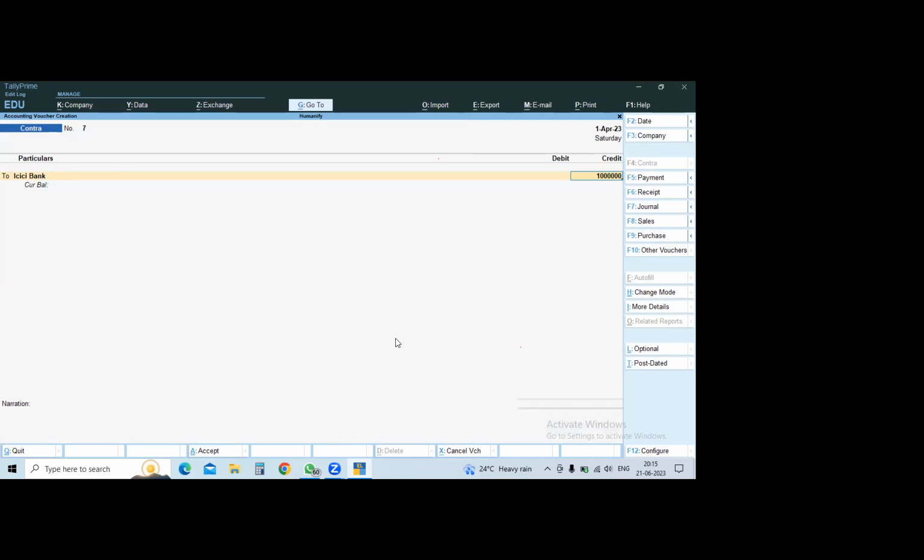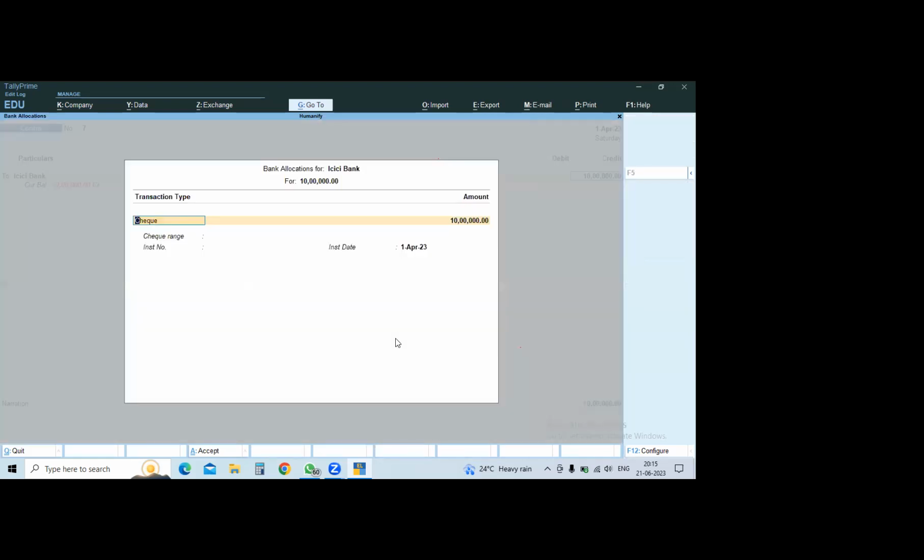Press enter. Now it will ask for buy. Buy means the depositing bank. That is SBI Bank, you have to take. Press enter. And if there is a check number, you give the check number.